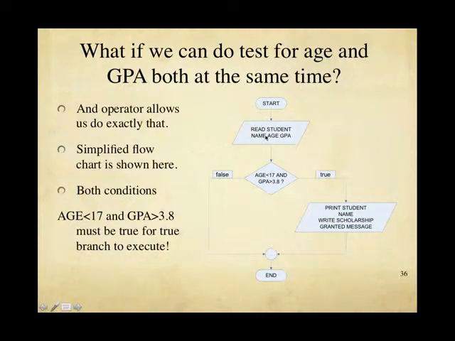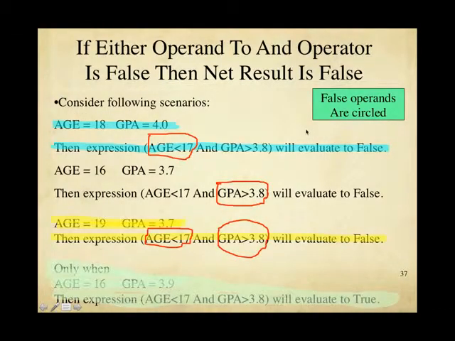I read student name, age, and GPA. And then I do this combined test using the AND operator. If age is less than 17 and GPA is greater than 3.8, if both are true, then I do this. If it's false, then I do nothing. Okay. If both are true, I print student's name and say scholarship is granted. So AND operator allows me to make sure that both conditions are true. Okay.